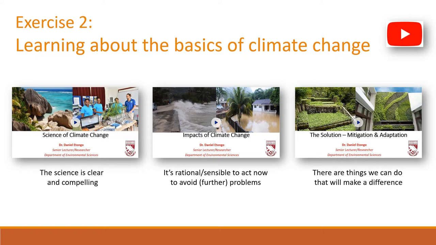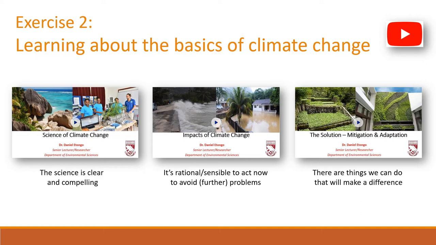One of the things you will hear, I hope, is in part 1, in his first lecture, the science about climate change is actually incredibly well established. It's clear and compelling. We know that this is happening, and we know it's human caused. That's the message you get from that first lecture. In the second one, Daniel makes a really rational case for why it's sensible to act on it, to avoid further problems from climate change by showing us what could happen and what already does happen, with examples from your own backyard.